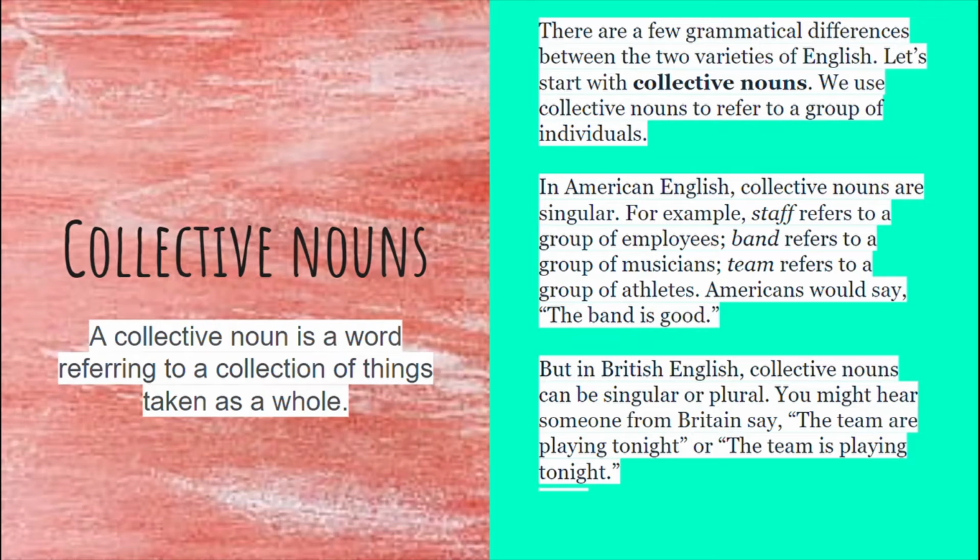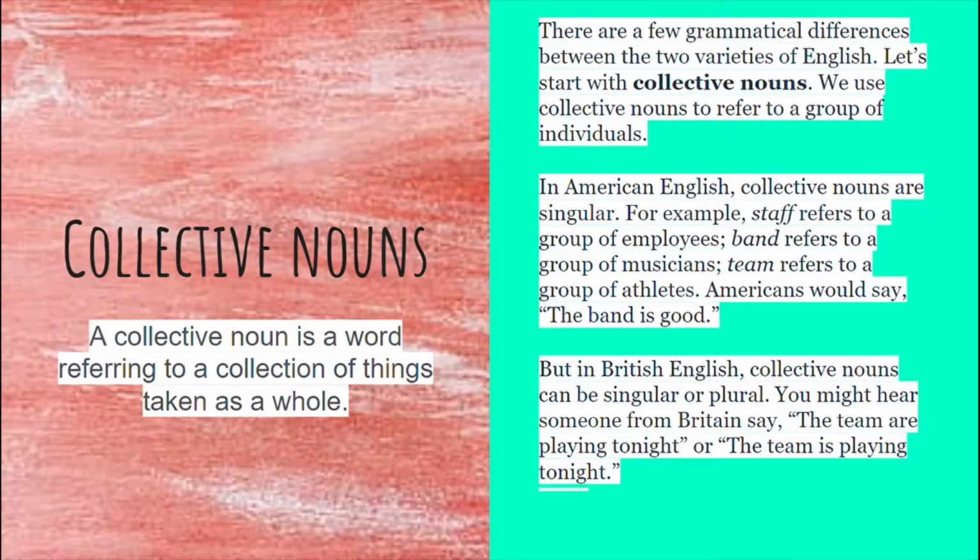But in British English, collective nouns can either be singular or plural. So you could hear a British person say, the team are playing tonight, or the team is playing tonight. It just depends on who is saying it.